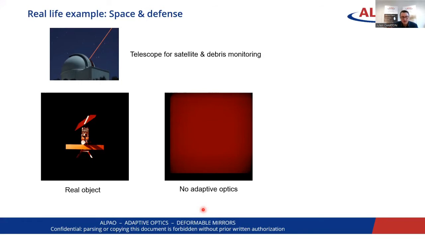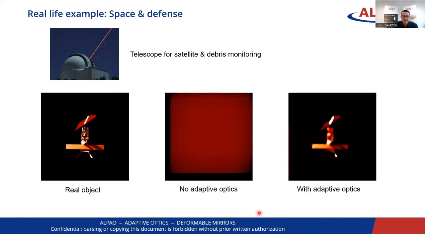These are, again, real images. And you see that using adaptive optics, you can recover most of the image quality. So this is a real simulated object, and you can start to guess what kind of object you have, and to identify what kind of satellites you are imaging. One point, I won't go into the details, but you see on the picture of this telescope that there is a laser beacon coming out of the dome.